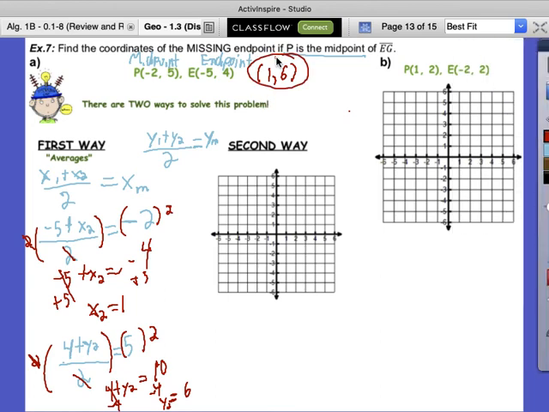Where did you get the 4 and the 5? From here? Yeah. The y values of my endpoint and my midpoint.